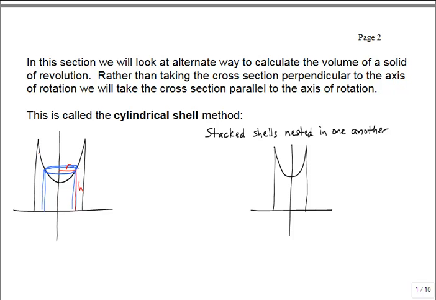So here's that same picture that we had before, and this time what I'm going to do is take a little slice parallel to the axis of revolution. So if our axis of revolution was the y-axis, then parallel to that means I'm going to take a little slice going up and down vertically, just like the axis of revolution is. And then I'm going to take that slice and rotate that slice around the y-axis.